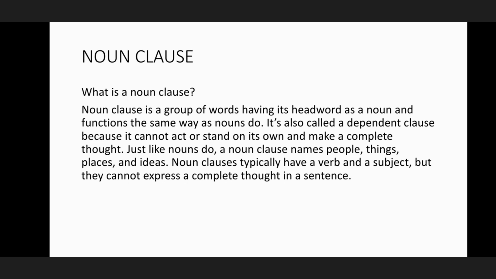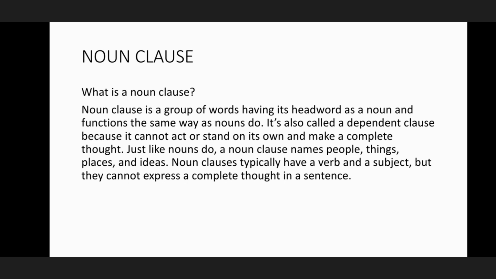Not only that, this group of words called a noun clause is at the same time called a dependent clause. It is called a dependent clause because the group of words, despite the fact that it is a group of words, and in the group of words there is a subject and also a verb, doesn't mean that it can stand alone and be meaningful on its own. That is why it is called a dependent clause.